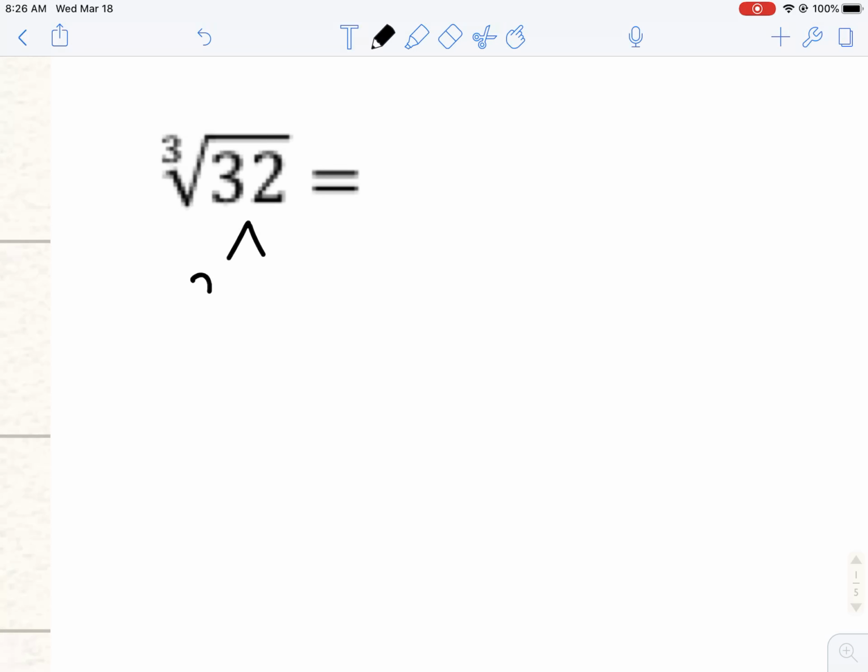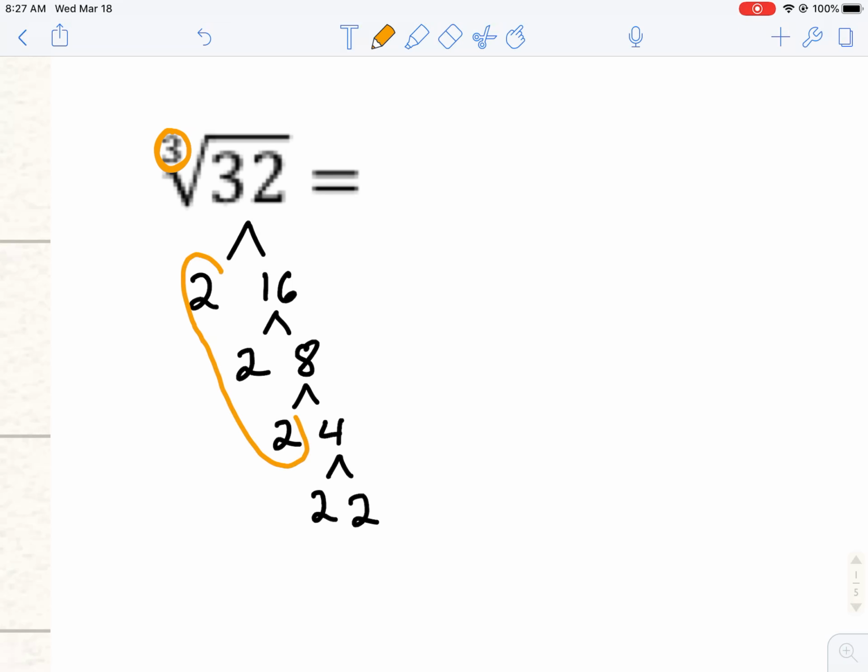If I break apart 32, I know that's divisible by 2. So it would be 2 and 16. And then from 16, I'd have 2 and 8. And then from 8 is 2 and 4. And then from 4 is 2 and 2. Now, here's what's different about these problems: because my index is 3 here, I'm going to circle groups of 3. So notice that I've got these 3 2's hanging out here. And even though I have a pair of 2's left over, because it's not in a group of 3, referencing my index, it can't come out of our radical.